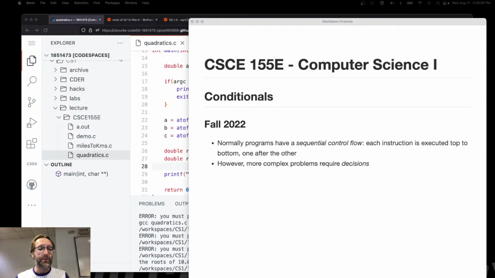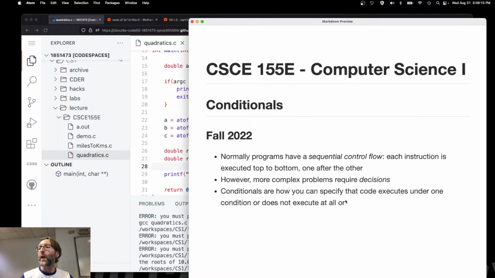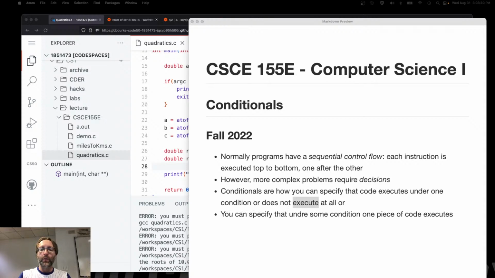And that's where you bring in conditionals. Conditionals are how you can specify that either code executes under one condition or it does not execute at all. Or you can specify that under some condition, one piece of code executes, otherwise a different piece of code executes. Right? And these are all done in code using if statements.